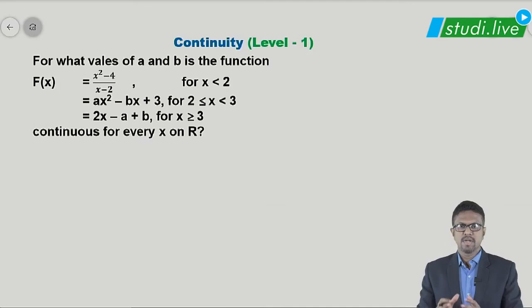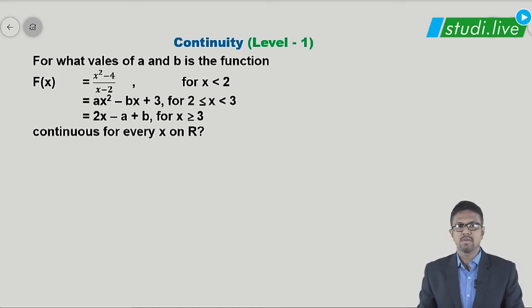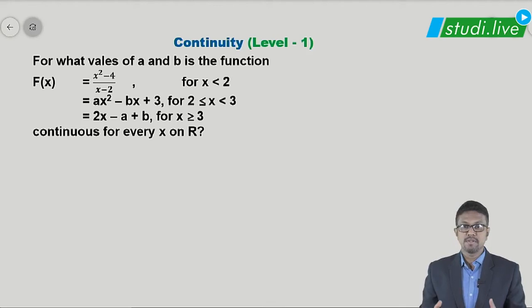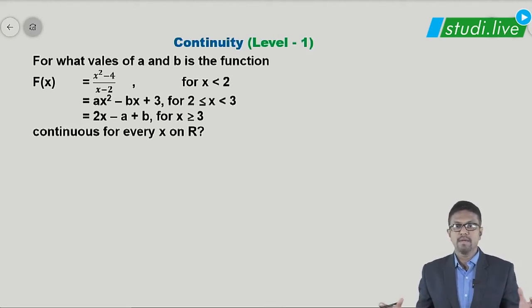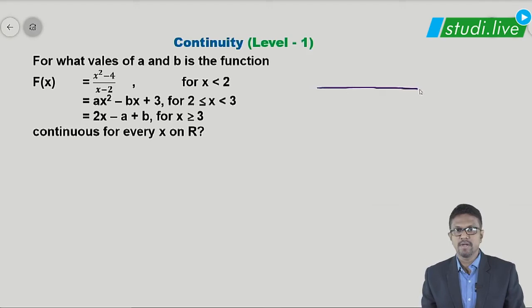Hello friends, let us now start with this next question. So the question says, for what values of a and b is the given function continuous for every x on R? So when we are saying that the function is continuous on the entire interval of R, definitely it will be continuous at 2 and at 3. So you can see that the function is defined in this manner. See, there is 2 over here, there is 3 over here.